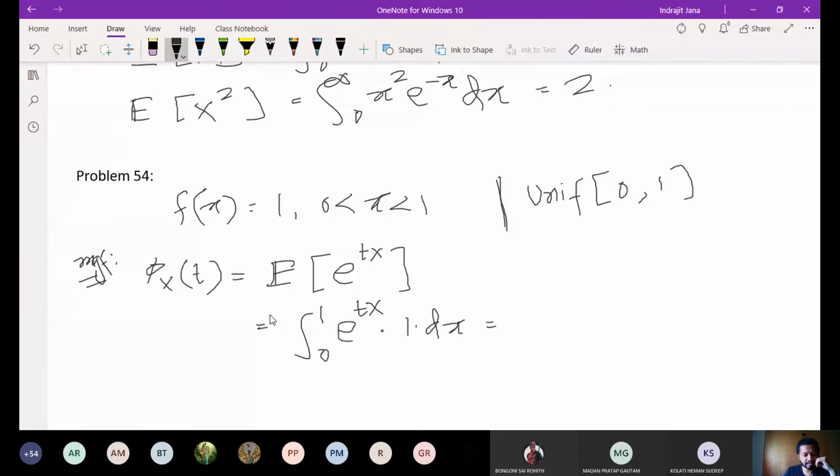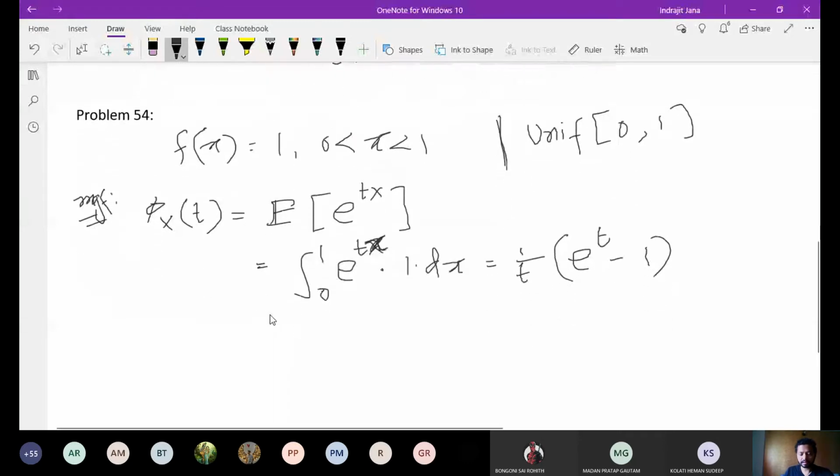And if you do the integration with respect to x, so t is acting like a constant, you see that this is going to be 1 over t e to the power tx. And if you plug in the bounds, x equal to 1 and 0, I see e to the power t minus e to the power 0, which is 1. So the MGF looks like 1 over t times (e to the power t minus 1).